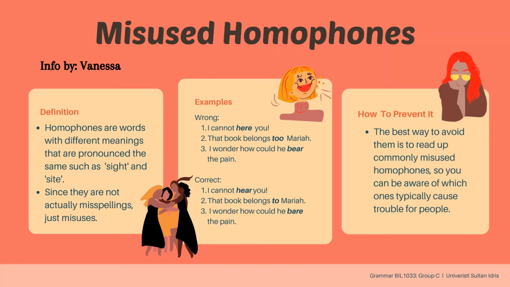The third wrong sentence that I have made is I wonder how could he bear the pain. Bear with the spelling of a teddy bear, B-E-A-R. And the correct one is I wonder how could he bear the pain. Bear with the spelling B-A-R-E and meaning how he could stand with the pain that he gone through. So how do we prevent of misusing homophones? The best way to avoid them is to read up commonly misused homophones so that everyone will be aware of which ones typically cause trouble for people.